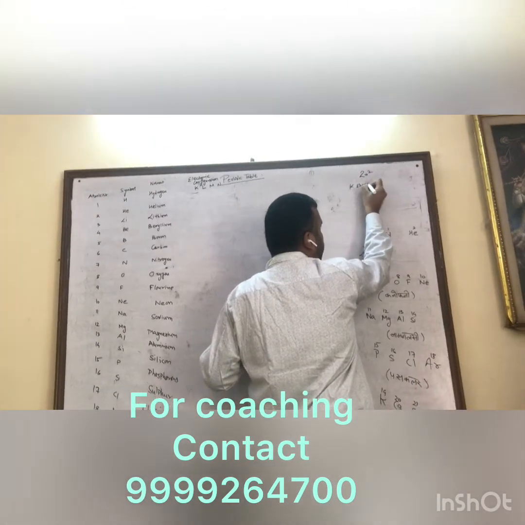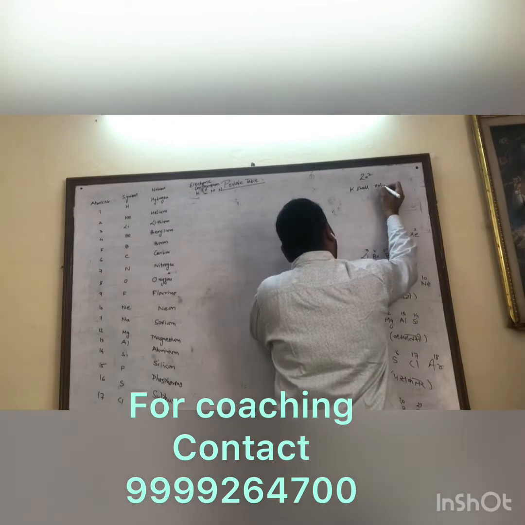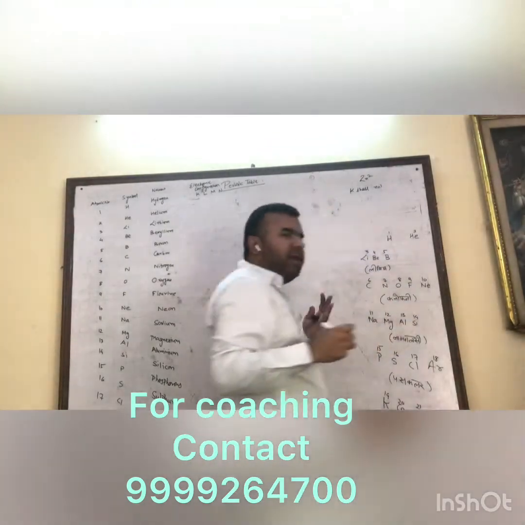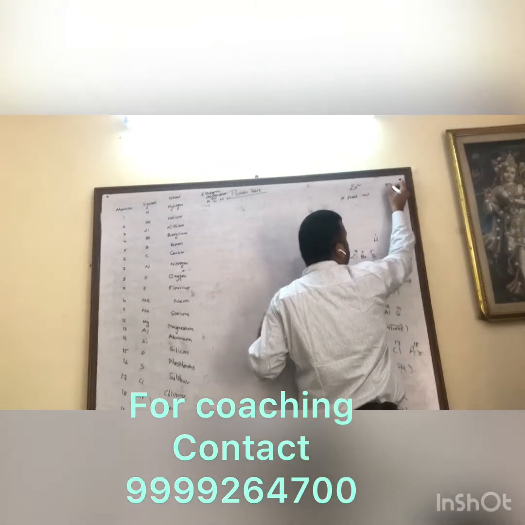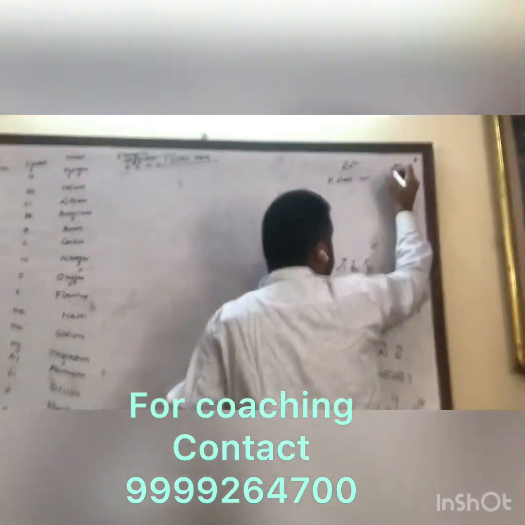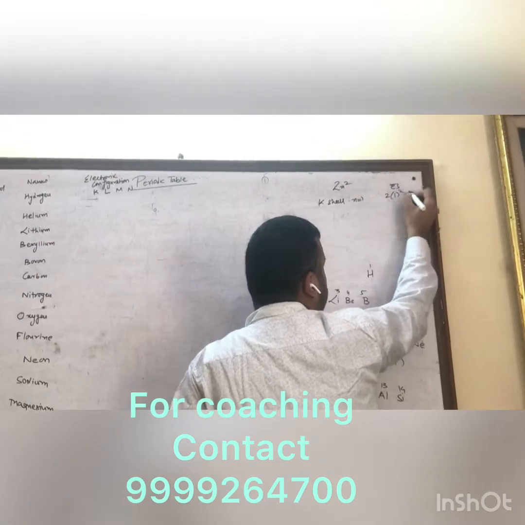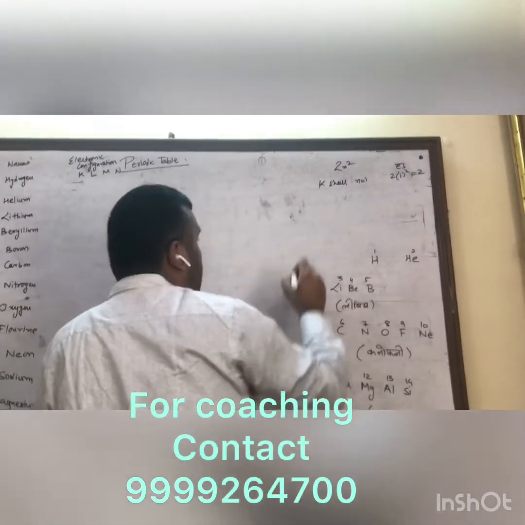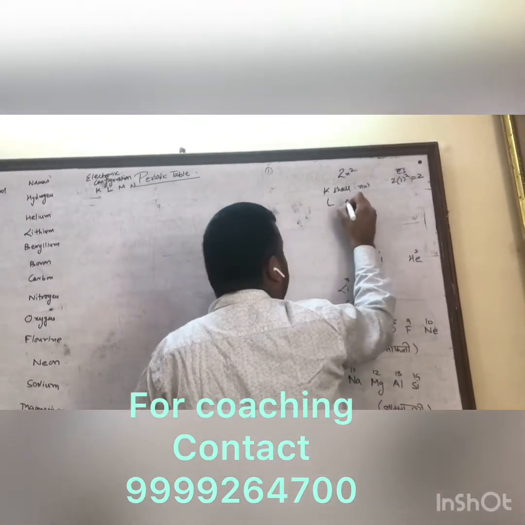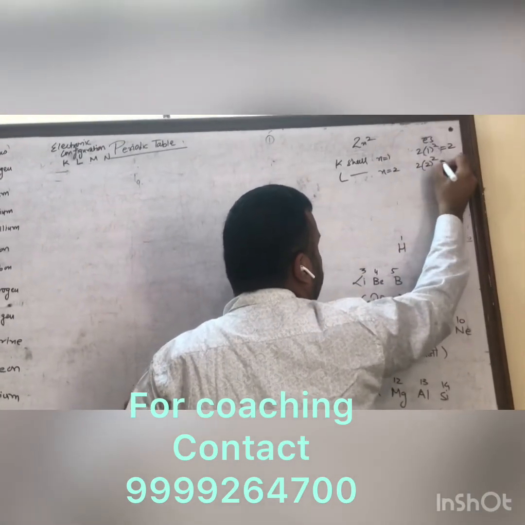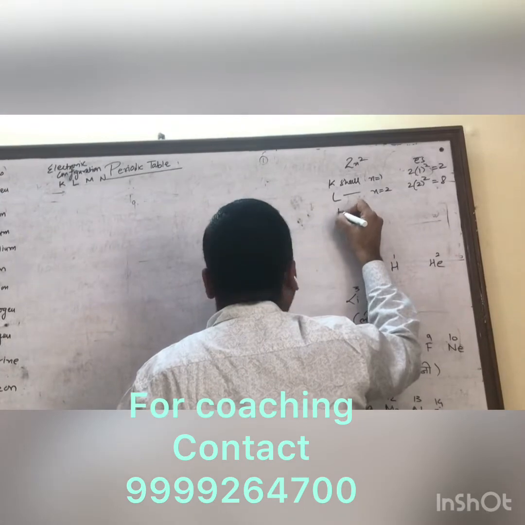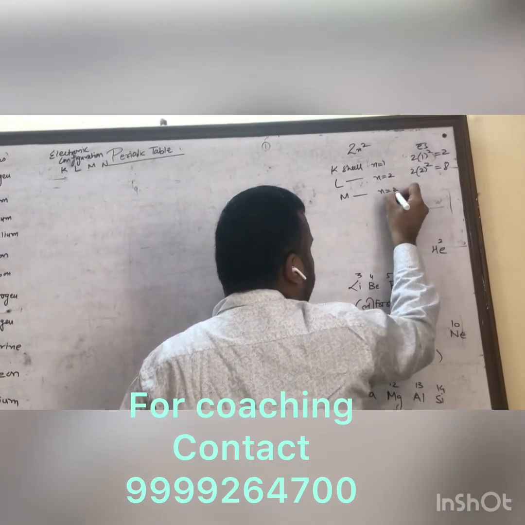When we are talking about the K shell, then n is equal to 1. Then how many electrons can the K shell hold? The number of electrons which can come in the K shell is 2 into 1 square, that is 2. After K we have the L shell, for that n is equal to 2, 2 into 2 square, 8. Similarly for the M shell, we have n equal to 3.